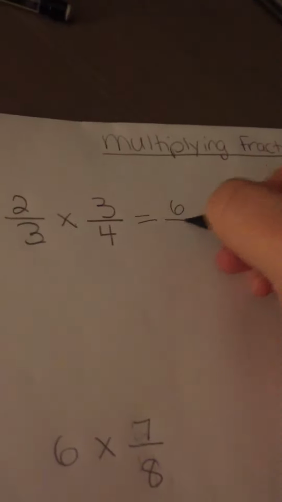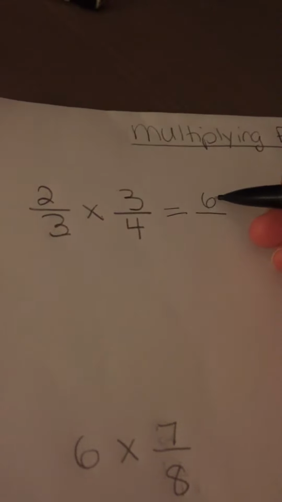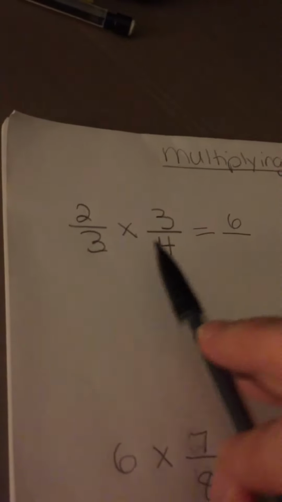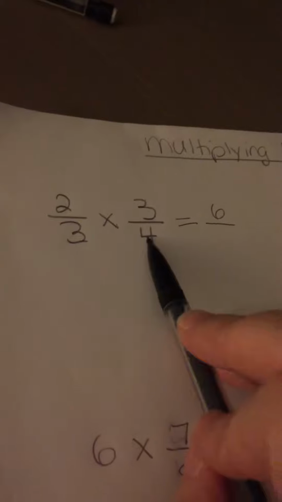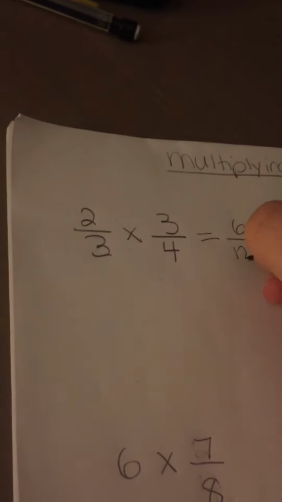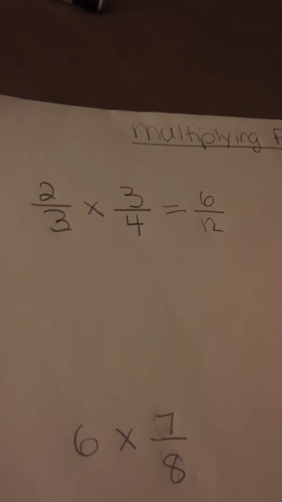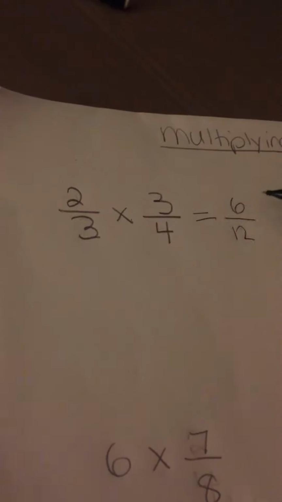The first step is to multiply the numerators. 2 times 3 is 6. 6 becomes the numerator of your product. Then you multiply the denominators. 3 times 4 is 12. 12 becomes the denominator of your product. So 2/3 times 3/4 is equal to 6/12.